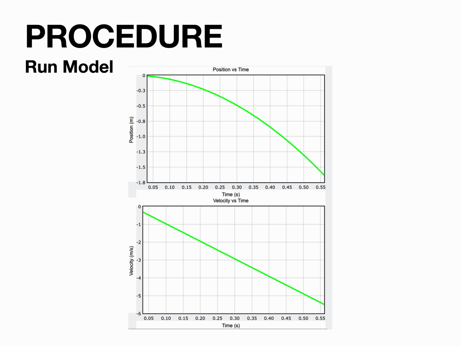Running the model is just, I believe, the no drag model, but it basically just shows you the position versus time graph and a velocity versus time graph.